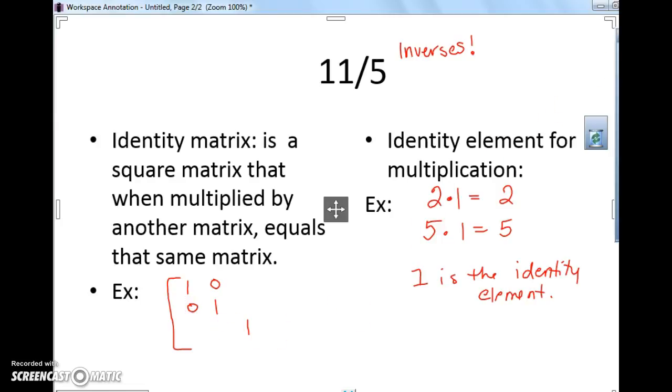And we'll just do the 2 by 2 for now, and 0s every place else. If I take any matrix that's a 2 by 2 and multiply it by this one, it'll give me that matrix back.